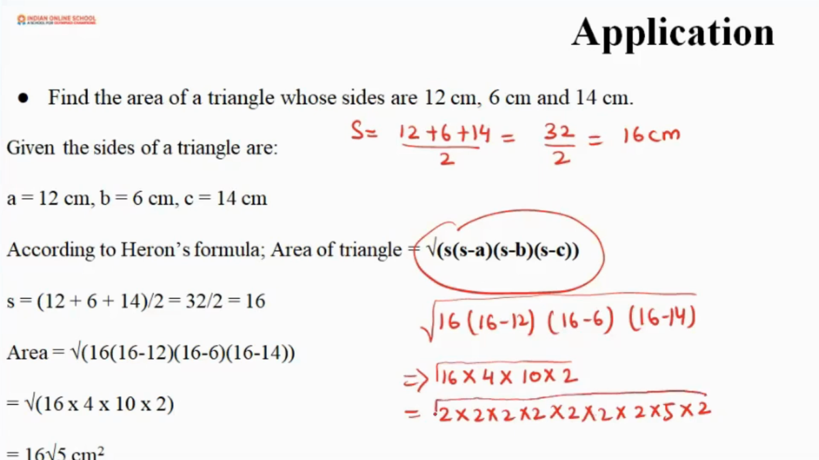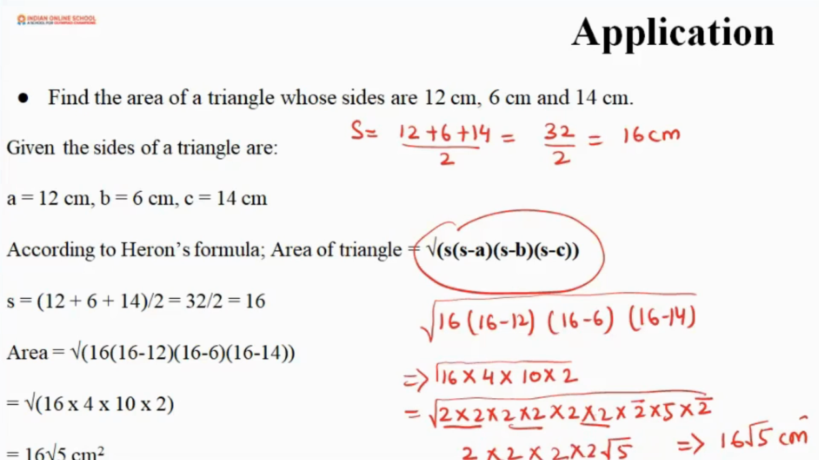After that, for removing this square root, we need to make the pairs. This 2, this another 2. Then we have another 2, and another 2. And this 5 is all alone. That's why this 5 will remain in the form of root, and everything else will come out of the root. When we are solving it, 2 2s are 4, 4 2s are 8, 8 2s are 16, and we are getting 16 root 5 centimeter square.